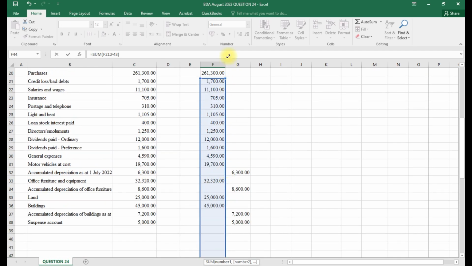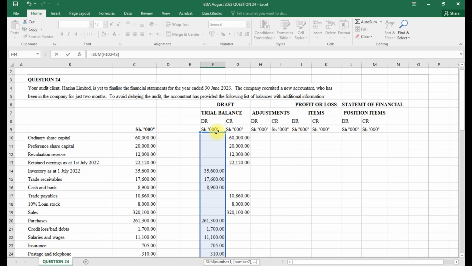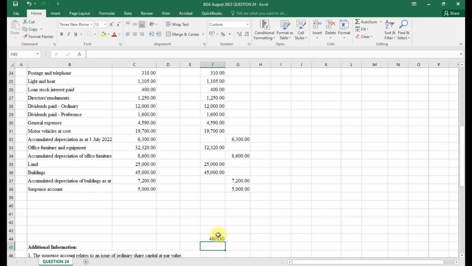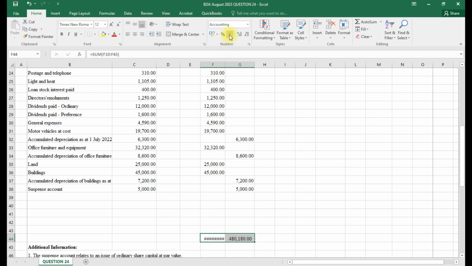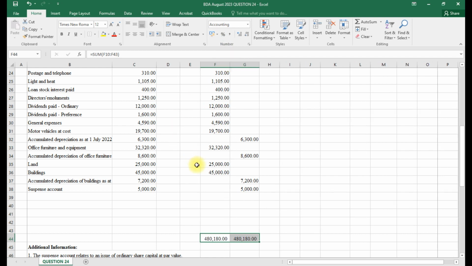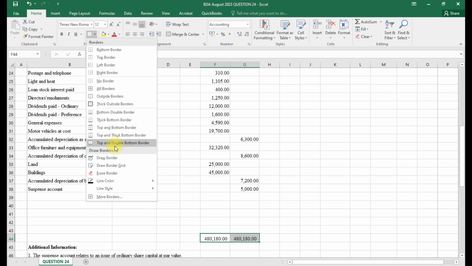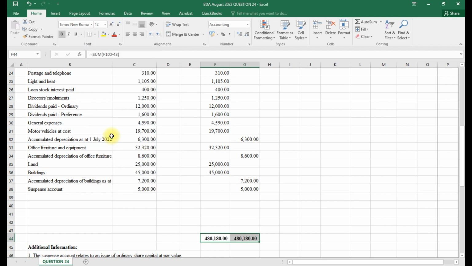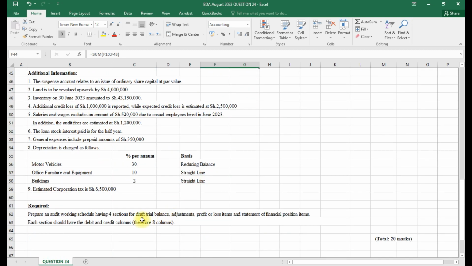I'll expand this all the way from that particular point, and I enter, and I will drag this. You find that it has already balanced. Yeah, it has balanced at that particular point. I'll use top and bottom border thick, and I will bold that. That is for the draft trial balance. We go to the second part for the adjustment, and for the adjustment I will do some workings first, because these are the items that we need to do the adjustment on.